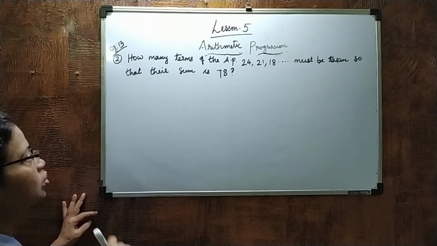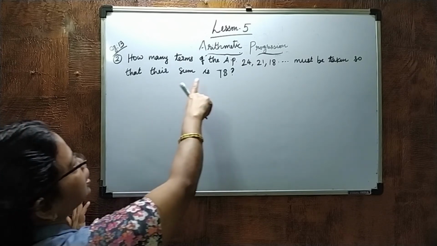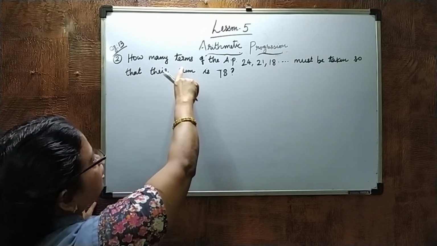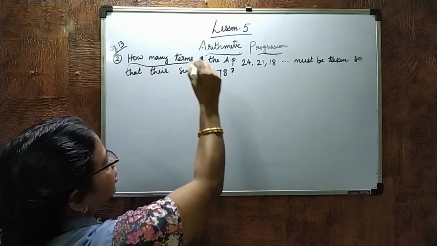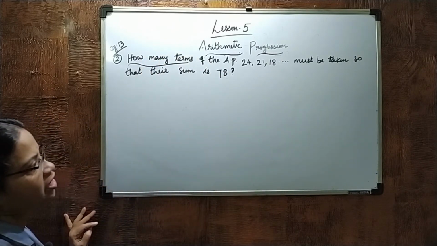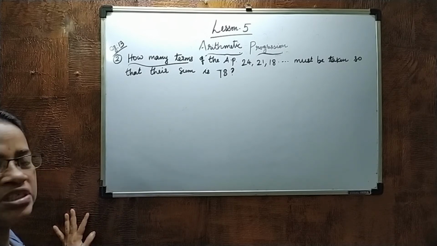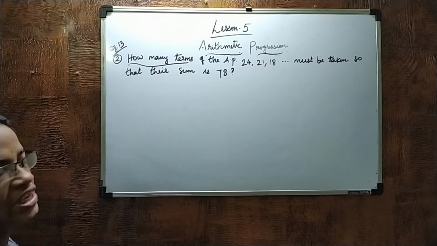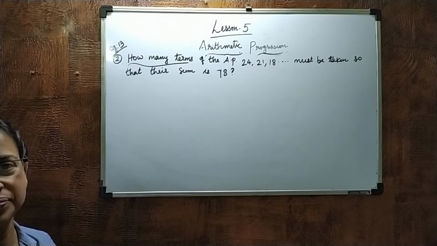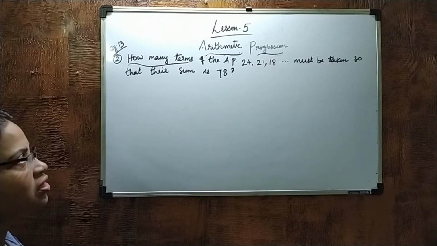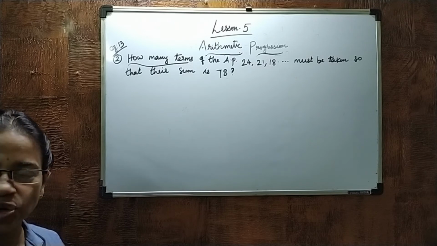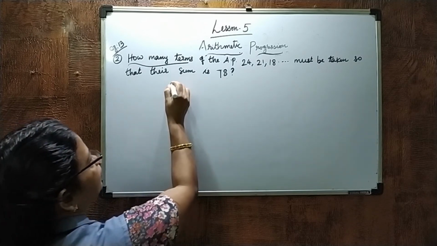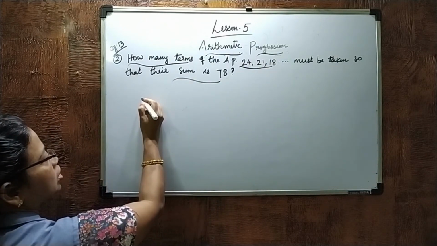So this is another example question, example 13, the second question from the examples. How many terms of the AP 24, 21, 18, etc. must be taken so that their sum is 78? They have given you the AP and its sum, which will be 78. You have to find the number of terms, N. So what all things are given? The AP is given, the sum is given. From there, what all things can we write?